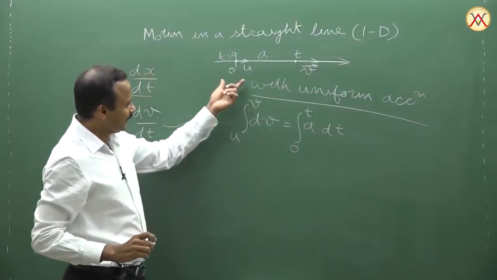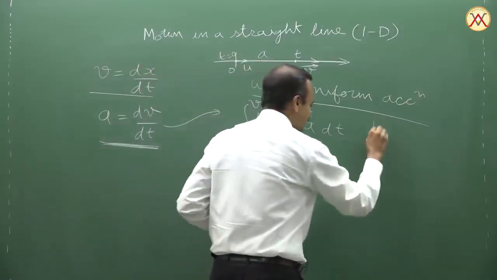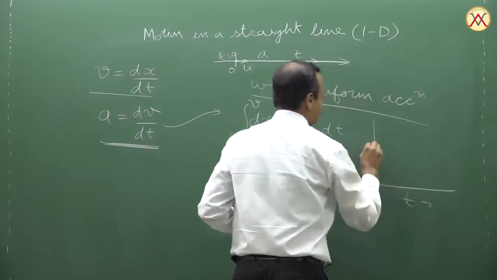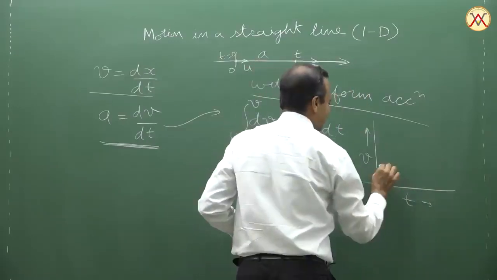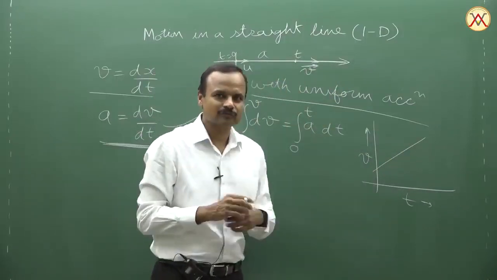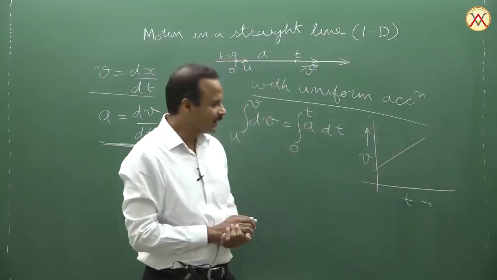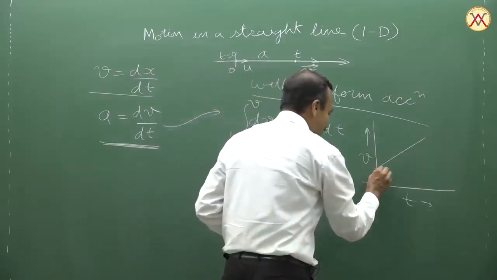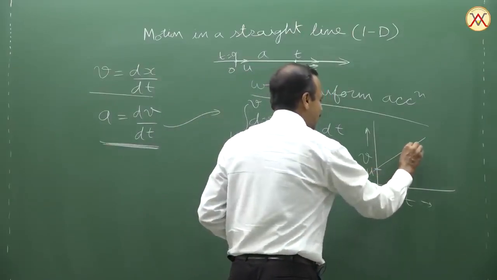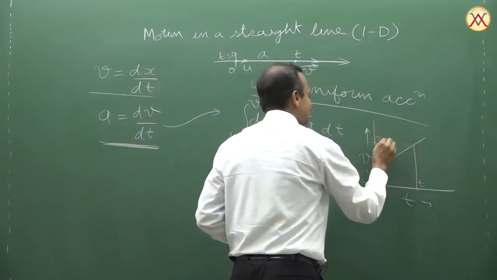We can also express this relation with a graph. I can draw the velocity time graph. The graph will be a straight line because the velocity is changing at a constant rate. If the rate of change is constant, you can expect a constant slope of the graph. At the initial moment, the value of velocity is u, and after some time t, it becomes v.